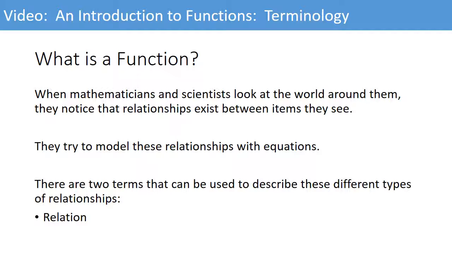First is the term relation, a short form, of course, for relationship. But some relations can be functions. So what are relations? What are functions? Let's investigate.